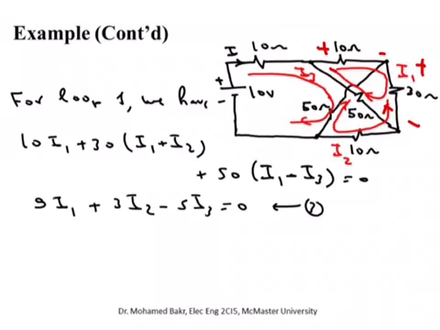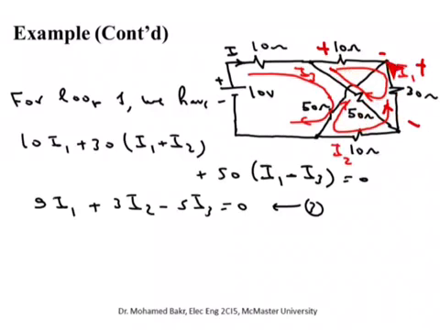This is KVL. So this drop here, you have 30 ohm. The current here is I1 plus I2, so 30 (I1 plus I2), I have this one here. Let's take a look at this branch. This branch is 50 (I1 minus I3). Remember, this branch is shared between I1 and I3, and the two currents are flowing opposite to one another. So this is going to be 50 (I1 minus I3).